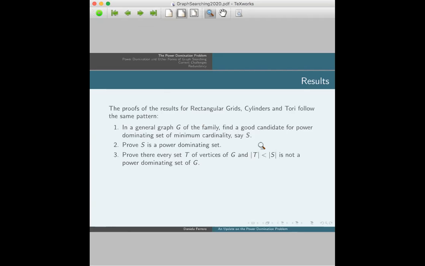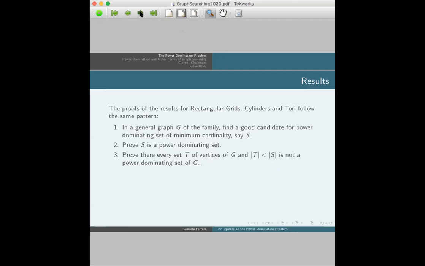This part is fun, right? Because it's like a fun game, actually. You can explain it to many people and it's easy to get engaged into it. But then you have to prove that that is indeed a power dominating set. And that part is also usually easy because you have seen that it works, you have some intuition. Now, the hard part is usually to show that that is the best possible cardinality for a power dominating set. That is to show that any set of vertices of the graph having fewer vertices than your candidate for minimum power dominating set is not a power dominating set.